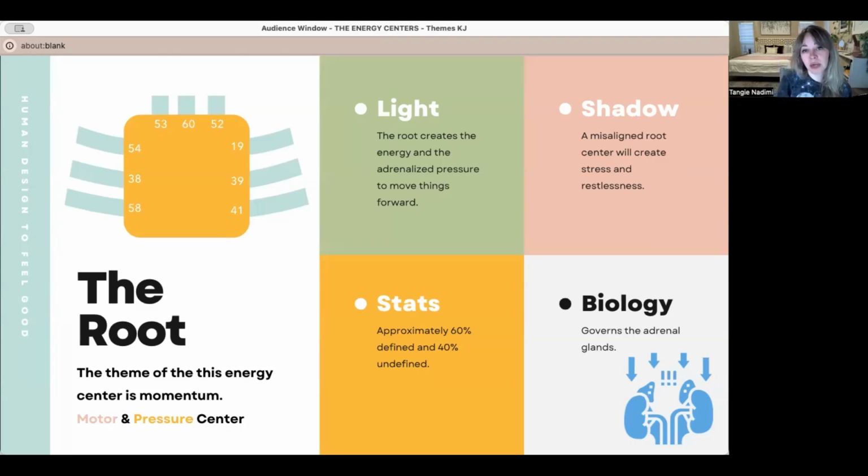And so the important reminder here is the root is a pressure and a motor, and it works in a pulse. It's not always on. So when you have a defined root, you have to trust that you'll always get that root pulse that will propel you forward. When you have an undefined root, the reminder is to not be so strict or so adherent to deadlines and timelines, and to not create harsh narratives around procrastination and what you move forward or what you get done in a day.